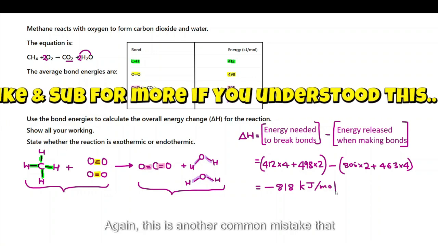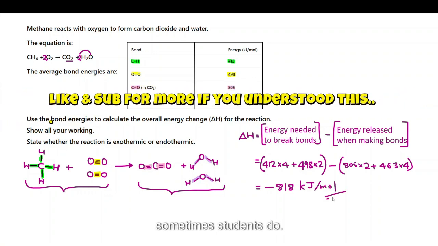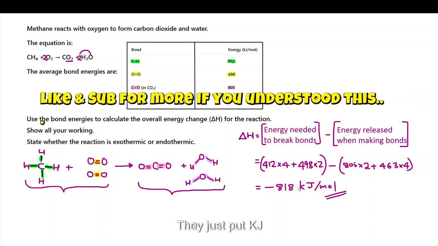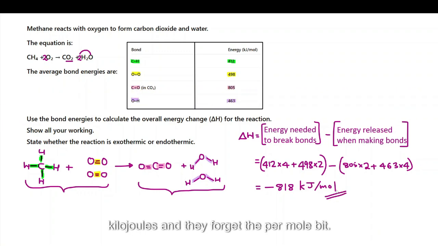Again, this is another common mistake that students sometimes make. They just put kJ, kilojoules, and they forget the per mole bit. But if you look at here, that's given in kilojoules per mole. So we are going with the same units.